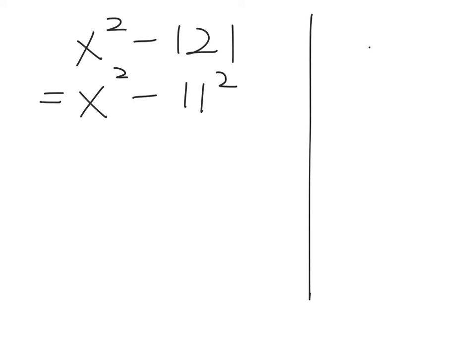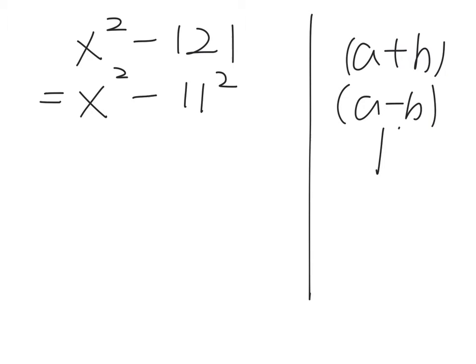The first one: x squared minus 121. It is x squared, and 121 is 11 squared. Okay, let's write down the identities here.